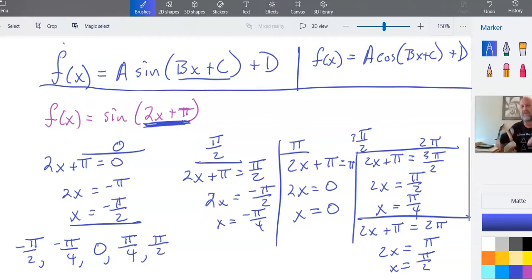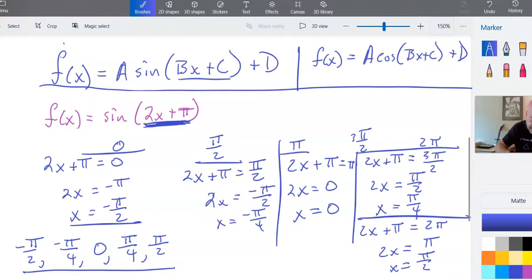So basically, all of those places where the sine curve was significant, where it started at 0, goes up to 1, back down to 0, down to -1, back up to 0. Those things happen at these points now. So when x is negative pi over 2, sine is 0. When x is negative pi over 4, sine is 1. 0 is 0. So it just moves right along.